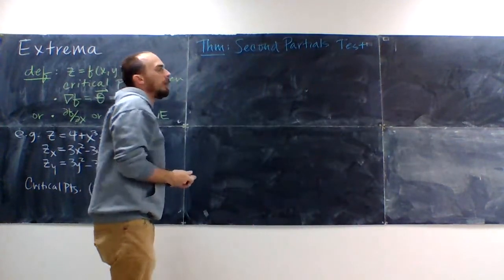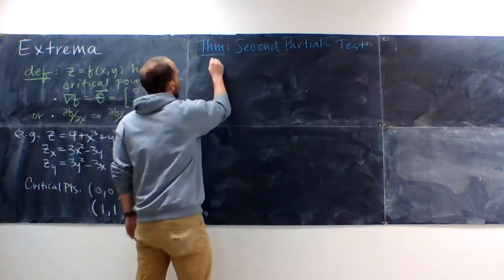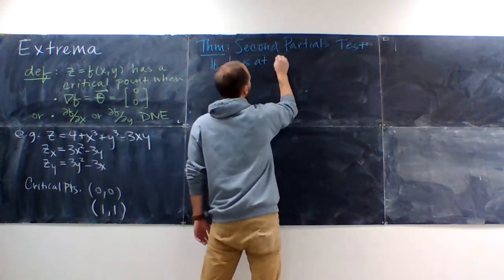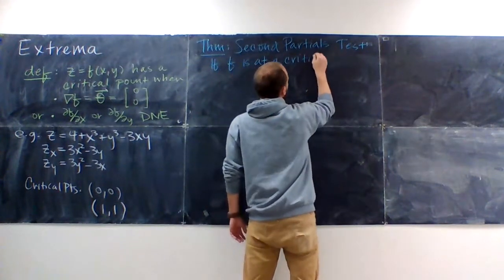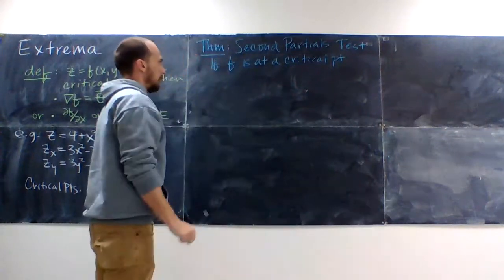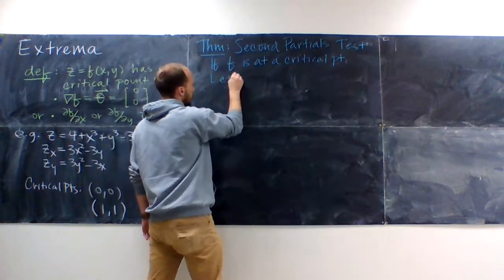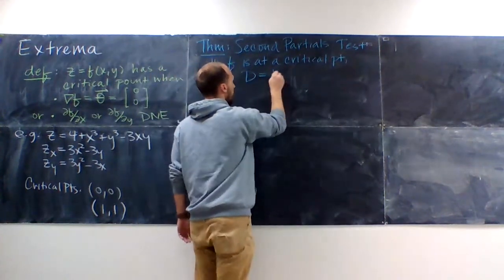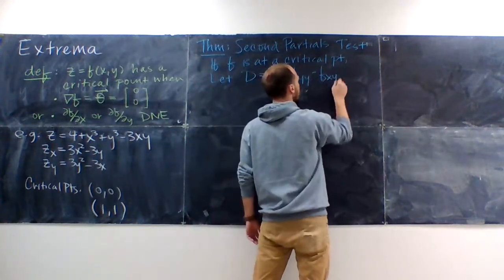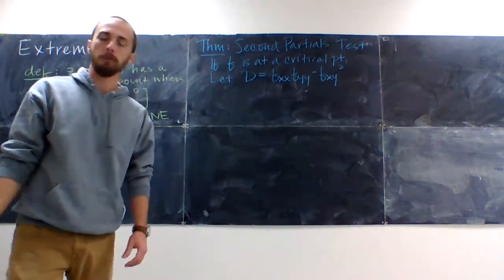Okay, so if your function is already at a critical point, then this holds. So if f is at a critical point, let D equal fxx fyy minus fxy squared, which, if you think about it, is clearly the determinant of a 2x2 matrix.